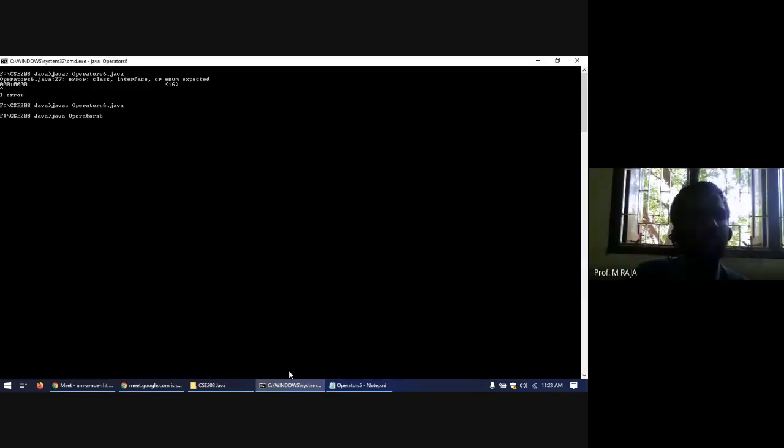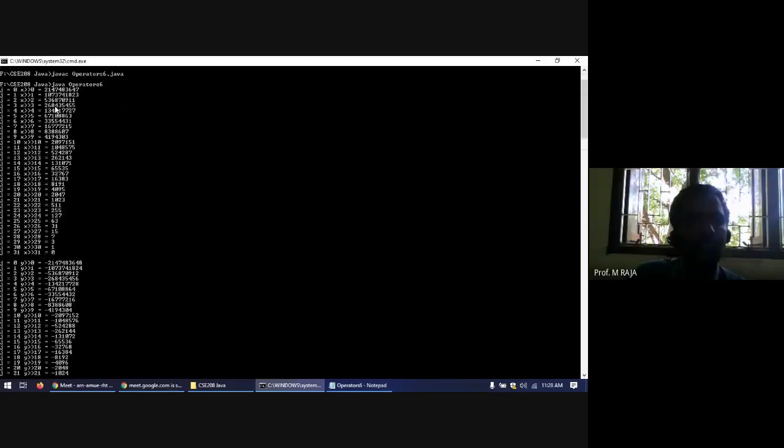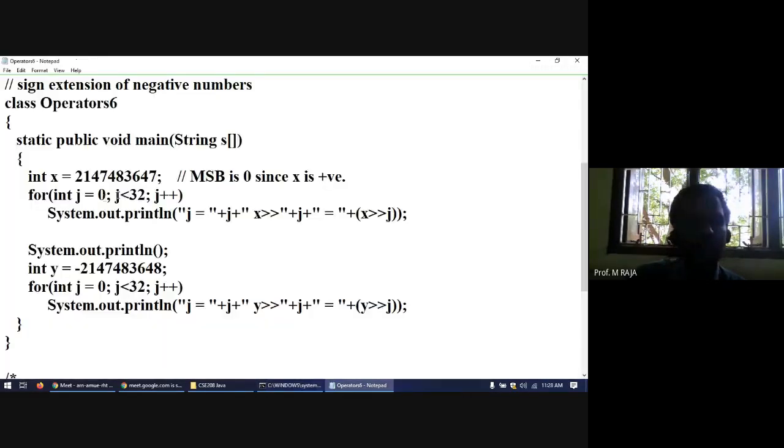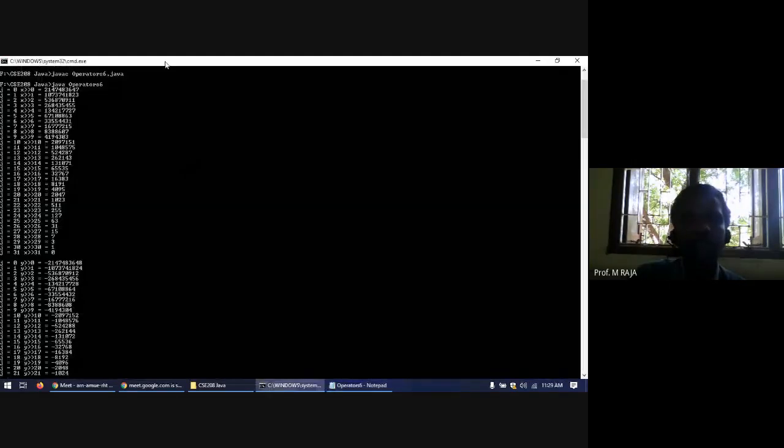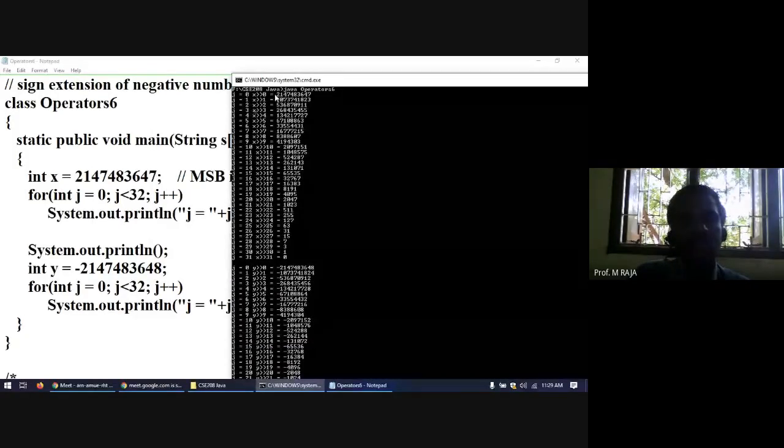Let's consider the first part. Here, what is the code? The value of j is printed. j ranges from 0 to 31. Since j is less than 32, we want to find out the quantity x right shifted by j. So, the initial value of j is 0. With 0 times performing the bitwise right shift operation, there is no change. The value of integer variable x is the same.